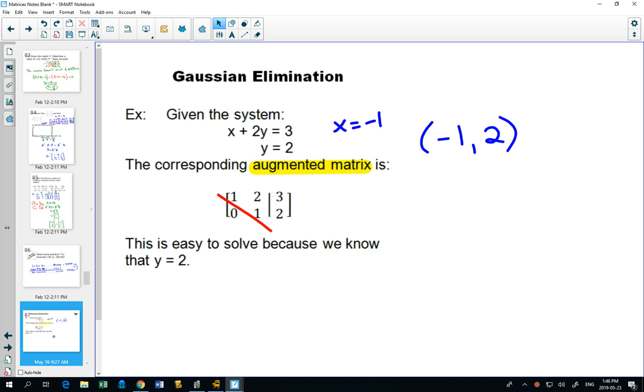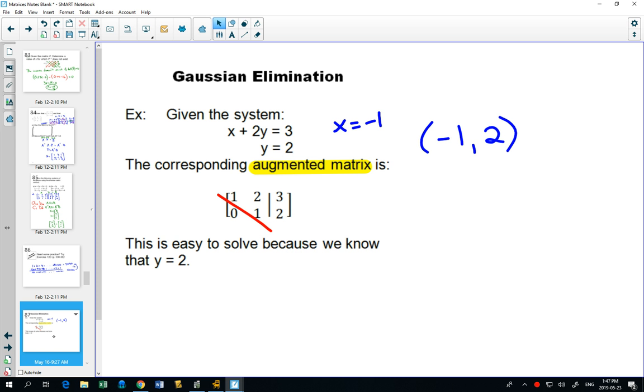Gaussian elimination. Now, if you had this system of equations, it would be really easy to solve, especially for y. Agreed? Because in that system of equations, the second equation tells us y is equal to 2. But then you could plug that 2 back in, and you would figure out that x is equal to -1.